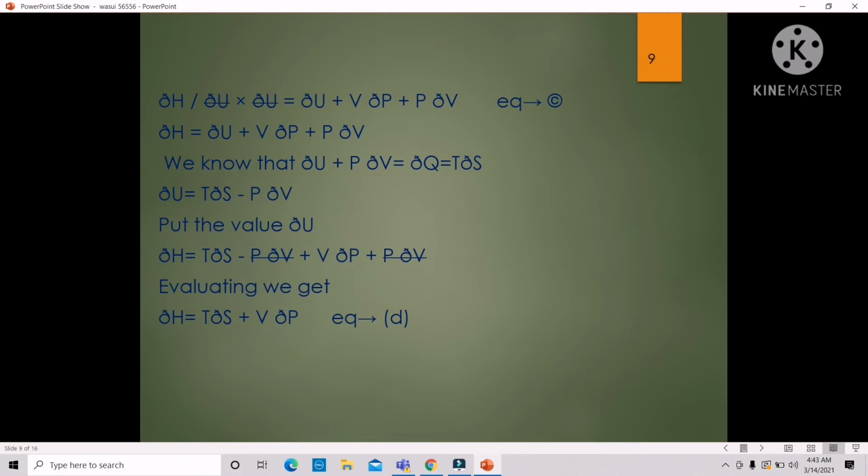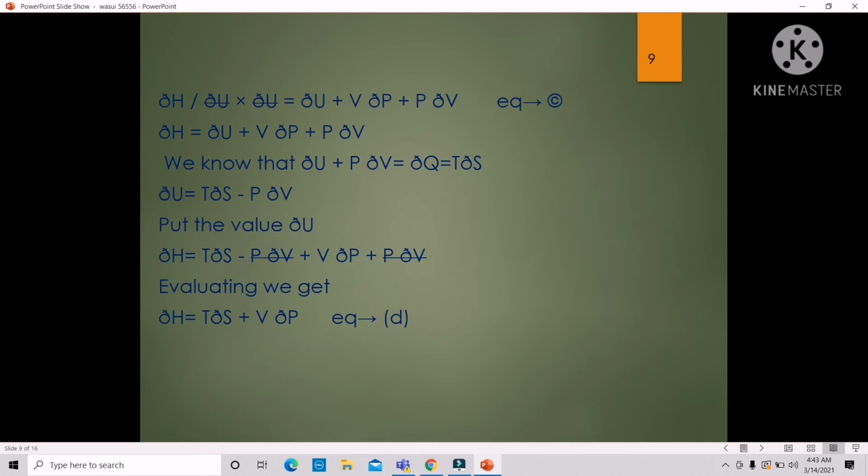So we cancel these out and have this form of equation, and then we have to make these three variables into two variables. We know that the change in internal energy plus P dV is equal to dQ, and dQ is also equal to the temperature times the change in entropy. So we just replace it. When we replace these, the change in enthalpy becomes T dS plus V dP, and this is equation number D.